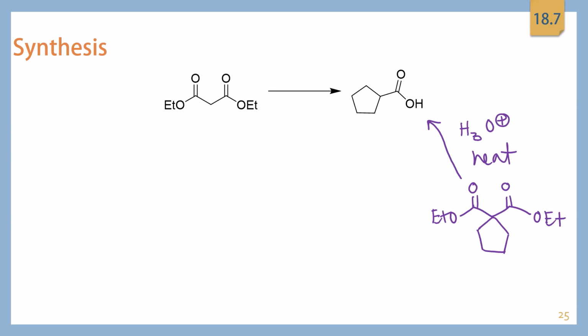Now, what I want you to notice about this is that this carbon is actually part of the ring, which means we did not attack this structure. That's not what we did, because if we attacked bromocyclopentane, our ring would actually be hanging off of our ester.